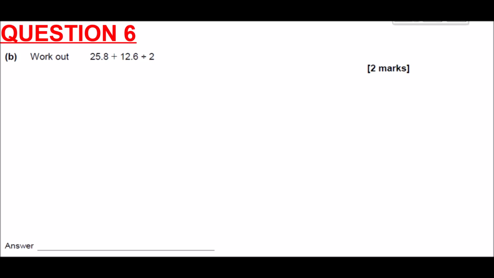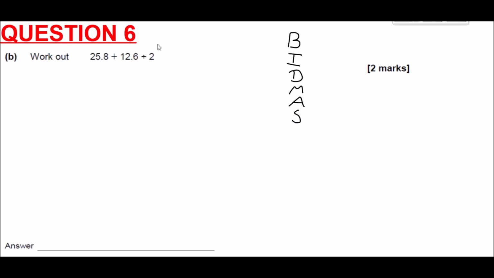6b, work out 25.8 plus 12.6 divided by 2. So we've got 2 different operations, and so what I'm going to remind you of first of all is BIDMAS. Brackets, indices, which is a fancy word for powers, division, multiplication, addition, and subtraction.